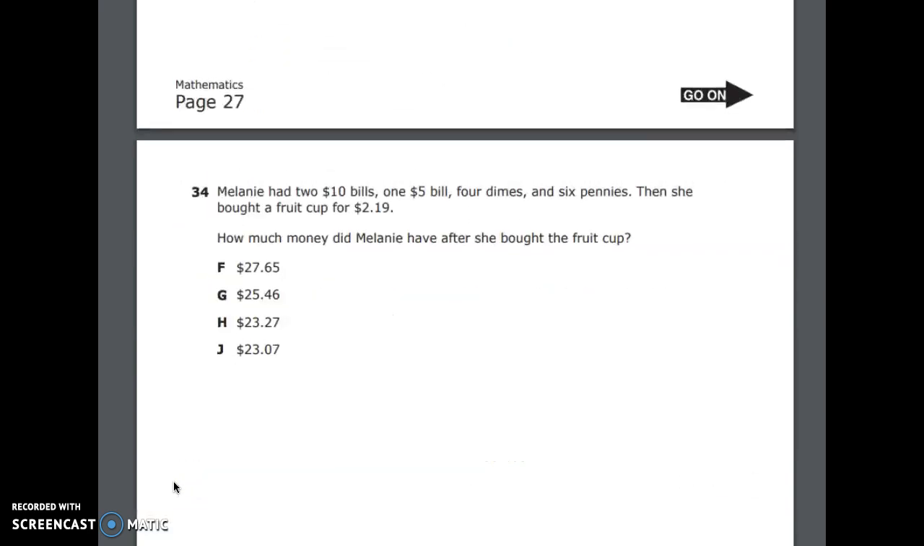Number 34. Melanie had 2 $10 bills, 1 $5 bill, 4 dimes, and 6 pennies. Then she bought a fruit cup for $2.19. How much money did Melanie have after she bought the fruit cup?